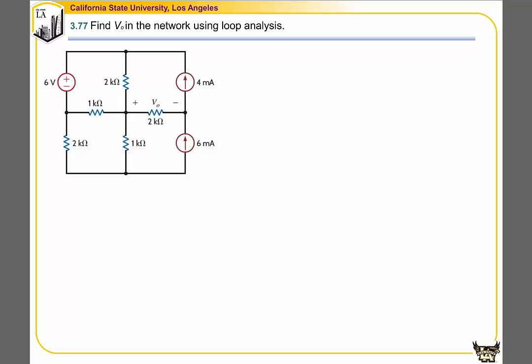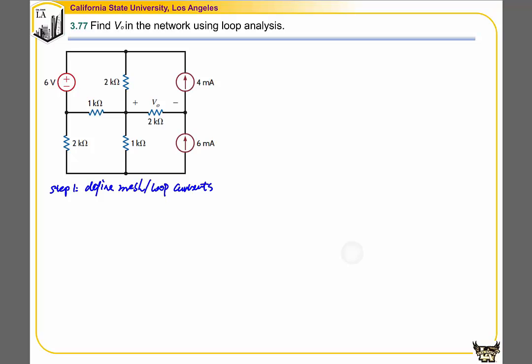In this example, we are going to use the loop analysis to find a V0 in the network. The first step in loop analysis is always to define loop current, sometimes mesh current. So we say a mesh or loop current. Normally I start with the meshes that has a given current sources.